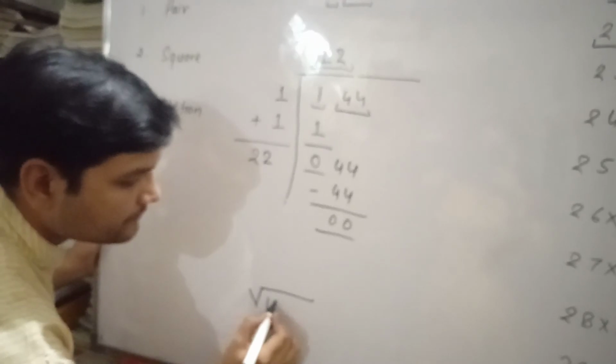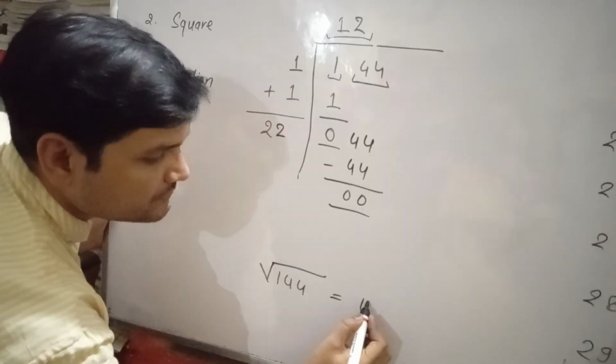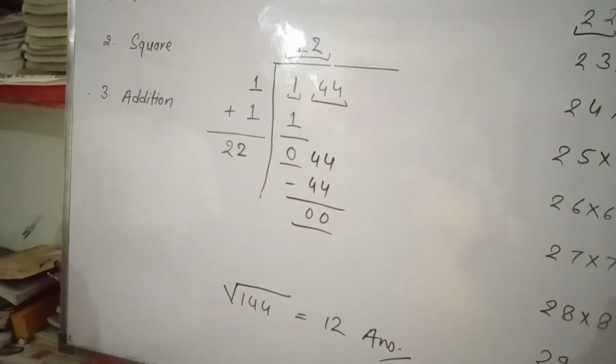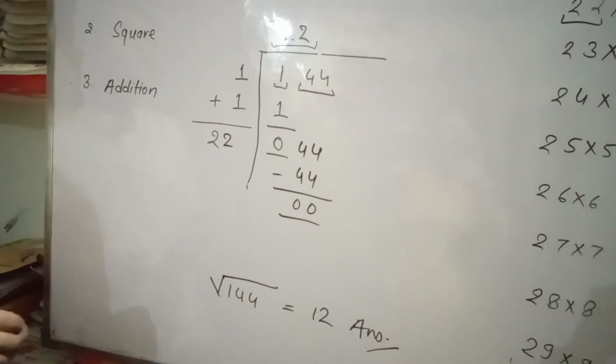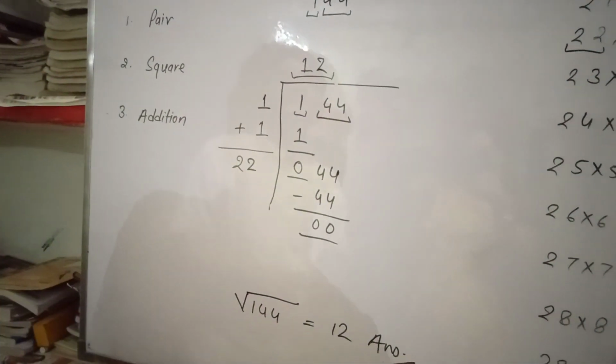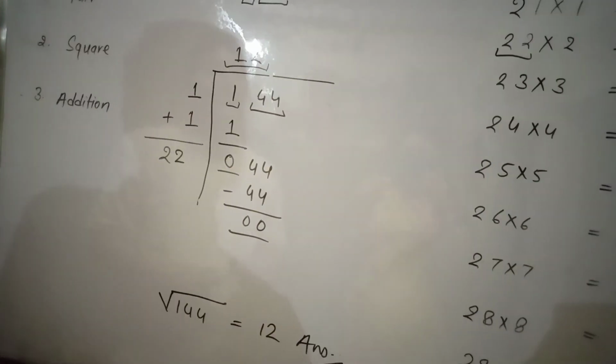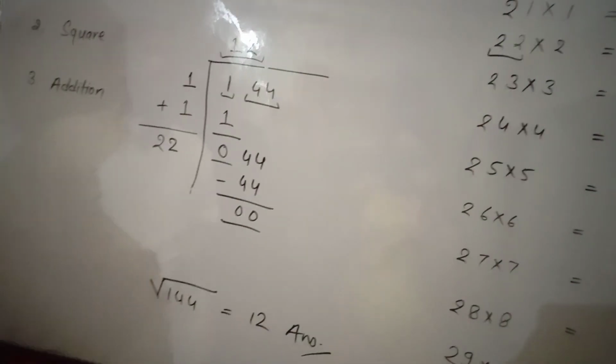The square root of 144 will be 12. That's the answer. I hope you all understand properly what the long division method for finding the square roots of a number is. In the next class we will discuss the fourth chapter, cube.